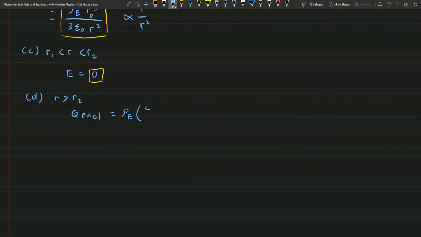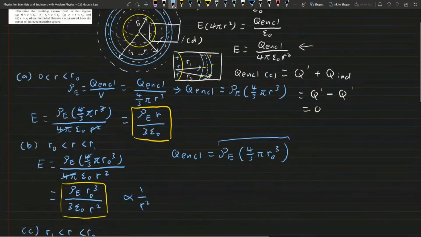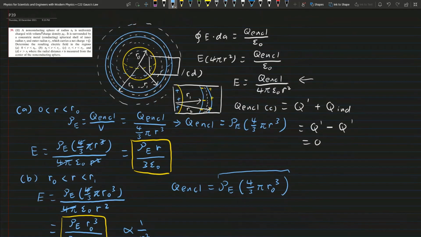rho e multiplied by 4/3 pi R naught cubed, plus this positive Q. This is due to the internal non-conducting sphere, and the spherical shell outside here has a positive charge. So we will enclose both of these charges.